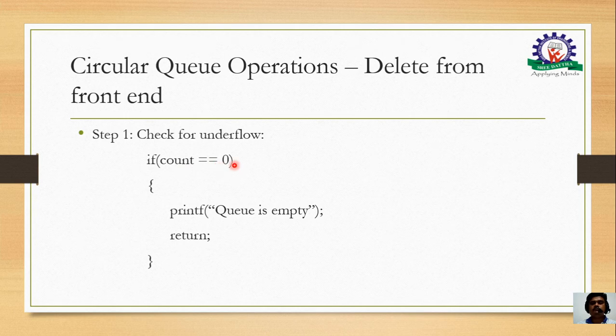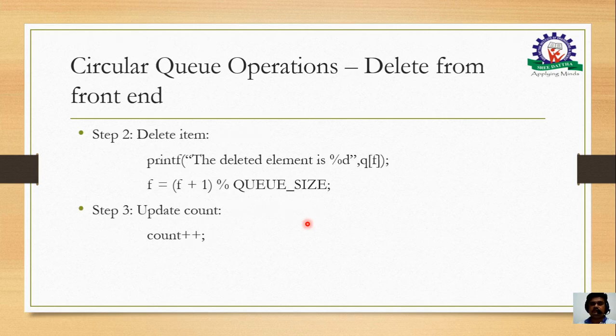If count points to 0, it means Q is empty. If count points to Q size, then it means Q is full. If the count variable points to 0, it means Q is empty, so I will just display the output that Q is empty, which means I can't delete any item. Suppose this condition fails, then next in step 2, first I will print the item, that is, first I will access the item that is going to be deleted.